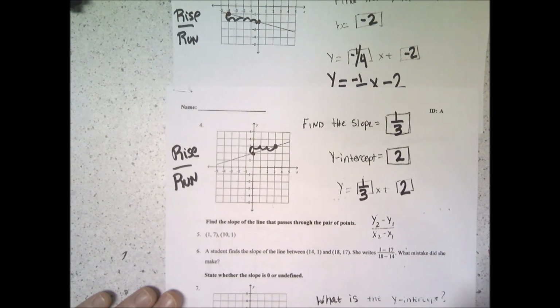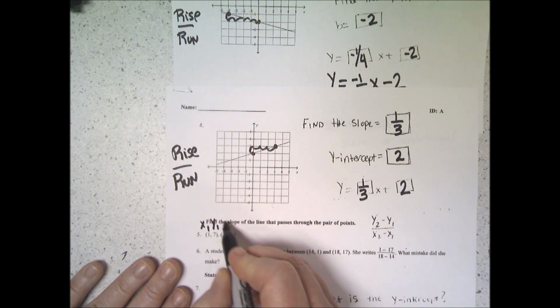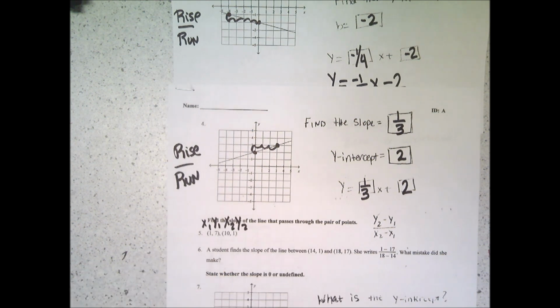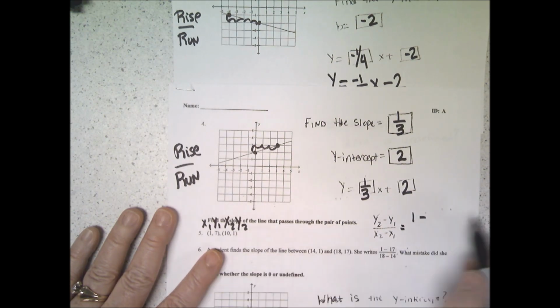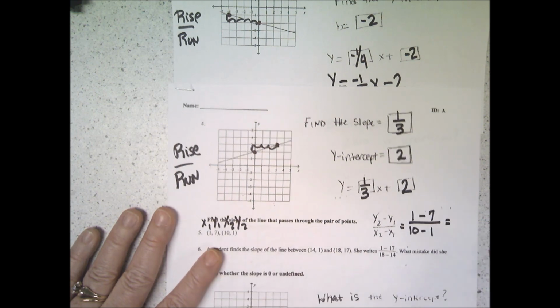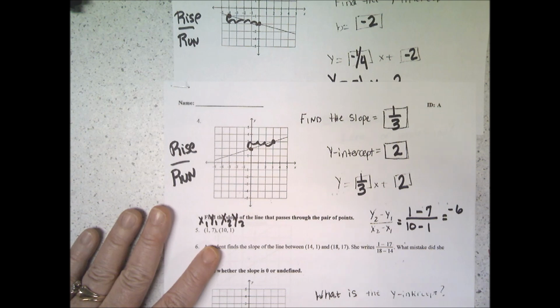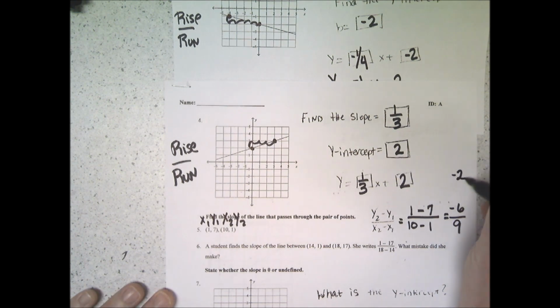Number 5. Find the slope as it passes through these points. This is x sub 1, y sub 1, x sub 2, y sub 2. If you forget how to label, let that be what trips you up. Plug these in. Y sub 2 is 1. Y sub 1 is 7. X sub 2 is 10. X sub 1 is 1. 1 minus 7 is -6. 10 minus 1 is 9. But I can simplify that, so I need to simplify it. It's going to be -2/3.